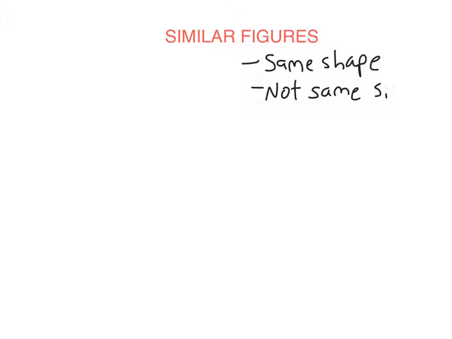We're looking at similarity, similar figures. So we learned about congruent figures in the previous lesson. Well, similar figures is a similar idea. When we're talking about two figures being similar, they are the same shape, but not necessarily the same size. So that's what's different between being similar and being congruent.